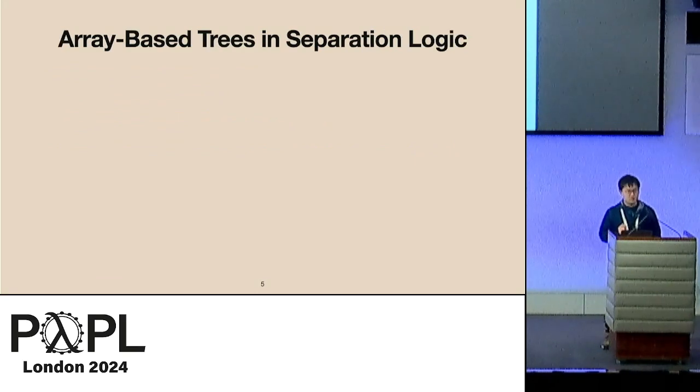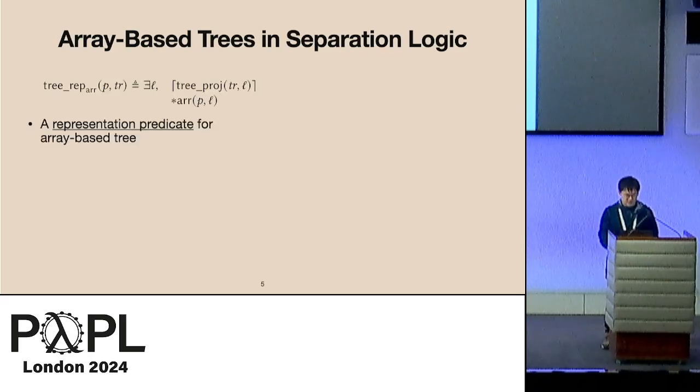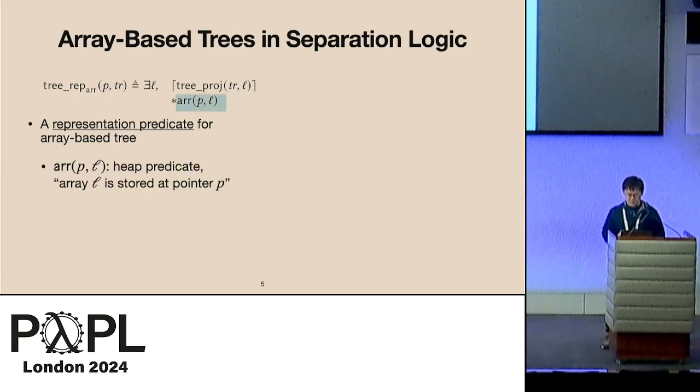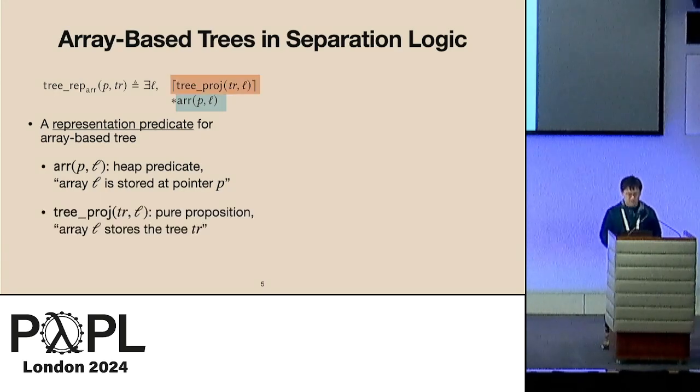Now let me illustrate in more detail the challenges that we are tackling in this paper. We consider reasoning about array-based trees in separation logic. So in order to do that, we need to first formalize them in the language of the logic. More precisely, we need a representation predicate for array-based trees. To this end, we can utilize the representation predicate for arrays. We first assert that there is an array with base pointer p, and then describe the content of the array according to the logical tree with a pure proposition.